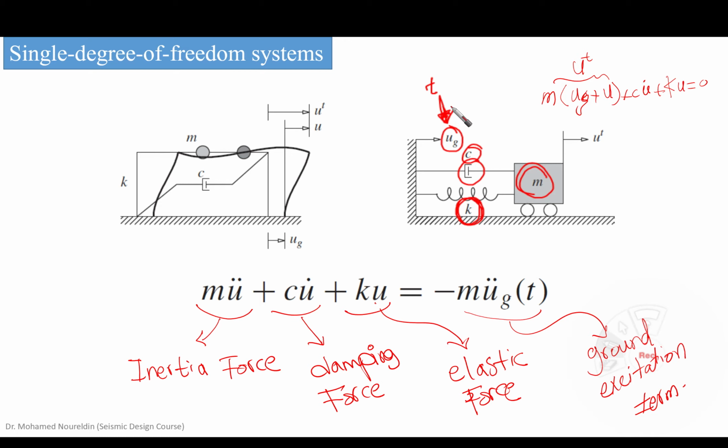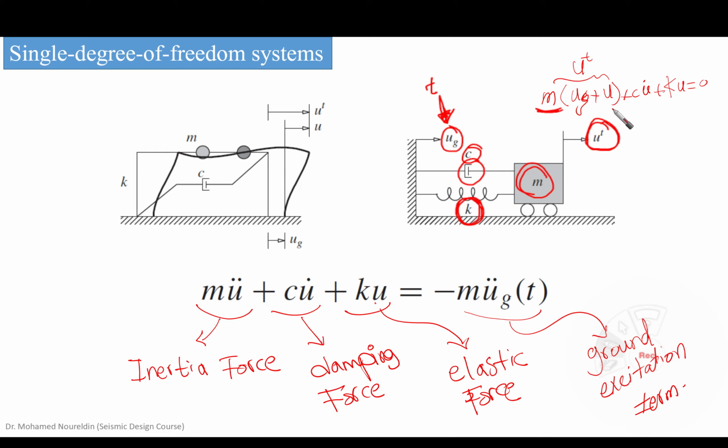Whenever we study the equation of motion of this mass in this system, we're going to find that we have the mass times the total displacement, which is u total. So we are going to have the mass times u total double dot. This term we call the inertia term.